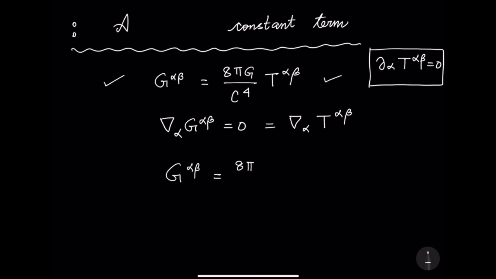So how should I write the integration constant? Well, you see, by g by c to the 4 here, T alpha beta, I can write it in the left hand side or right hand side. There is something very interesting which happens if you write it in left and right hand side.